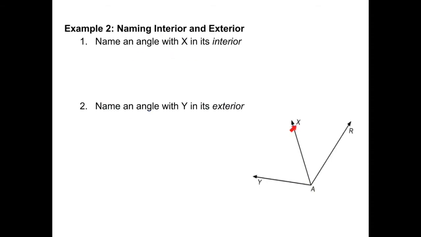So let's say that X is a point and we want to figure out an angle where X is on the interior, on the inside of the angle. Well, it's really only one angle, but 2 different names, angle YAR or angle RAY. That is the angle where X is on the inside.